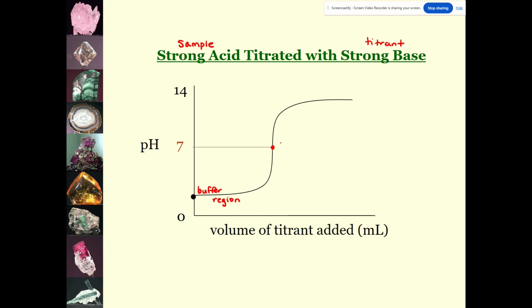That would be at a pH of 7 when you have a strong acid being titrated with a strong base. This is where you would end the experiment, at the endpoint. But we also show the over-titration. If you add too much base, what would happen? The pH of the base would take over, and it would be the pH of the strong base. So that is a strong acid titrated with a strong base.